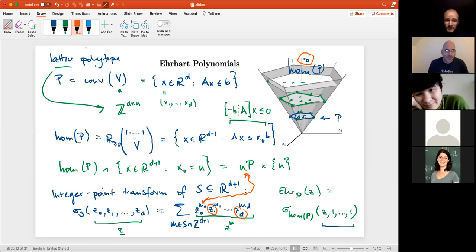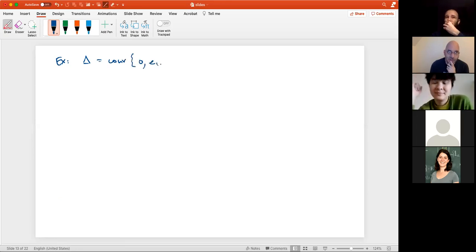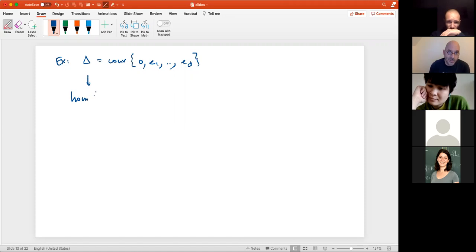All right, let's do an example. Let's continue with my running example. This was my unimodular simplex. We had the convex hull of the origin and then the d unit vectors. So here's the recipe, right? Let's compute the hom of this.